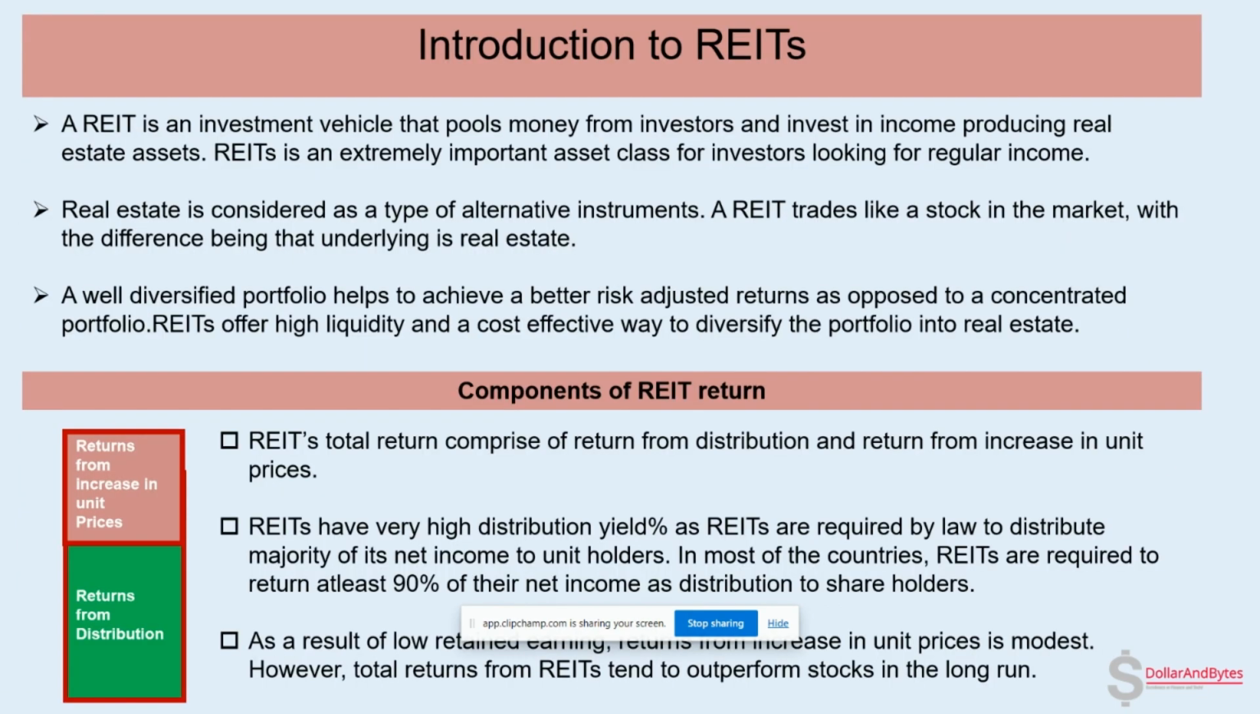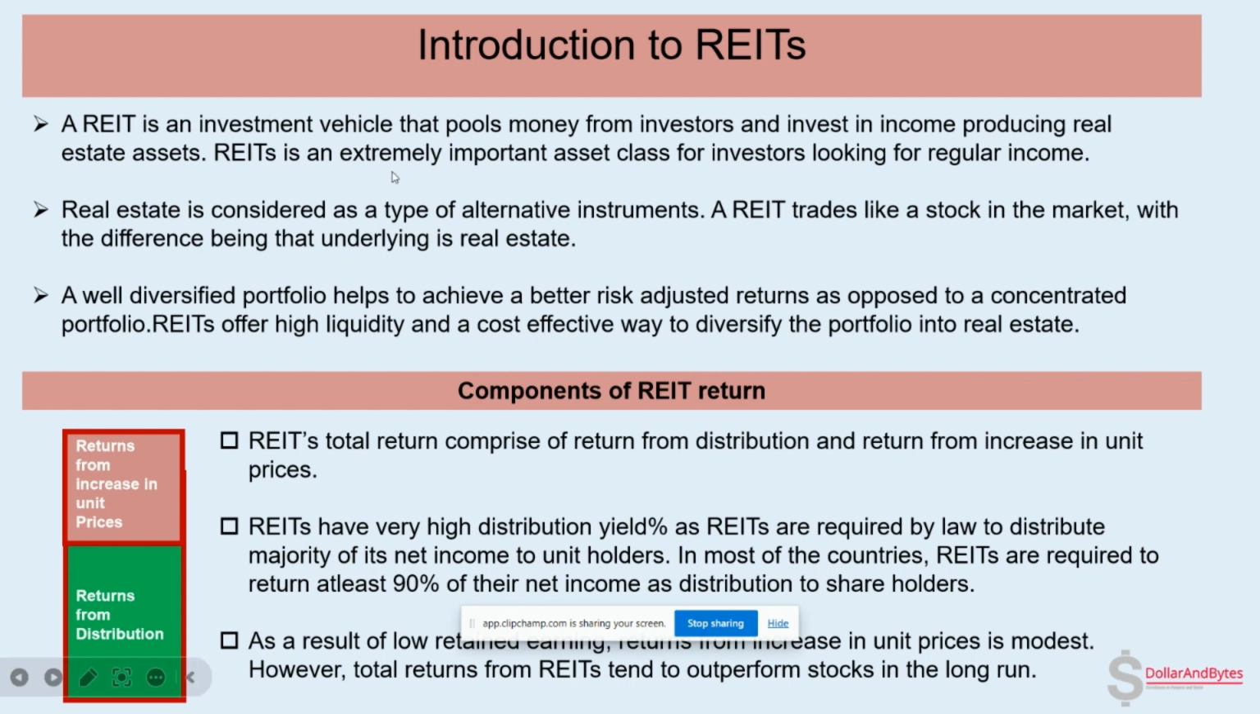In the introduction lecture, what I intend to do is to define what REITs are, explain the different components of REIT returns, and then we'll also look at how REIT performance compares to the S&P 500. So let's first understand what a REIT is. A REIT is an investment vehicle that pools money from investors and invests in income producing real estate. The key thing to understand is that this is a financial product which trades like a share in the market, but the underlying is a physical real estate asset.